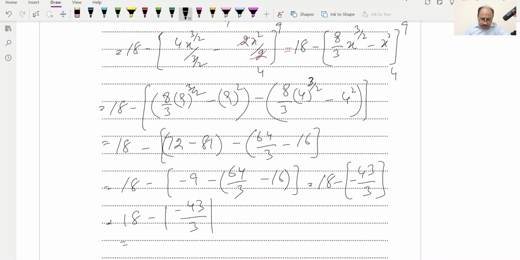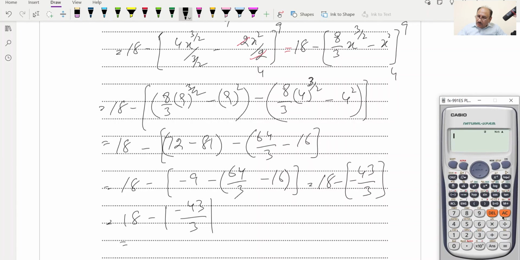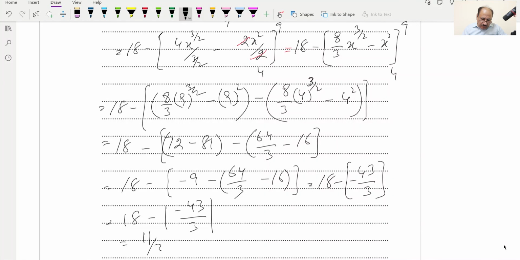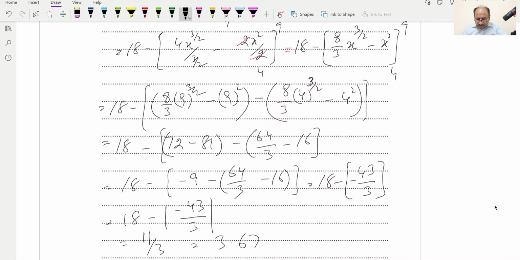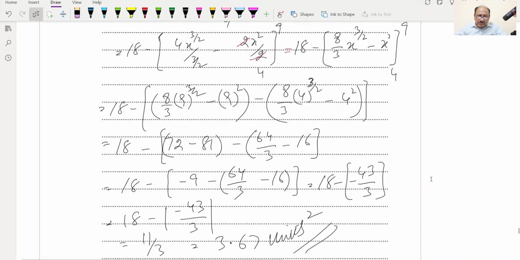And this will be equal to what? This will be equal to 18, and minus the positive value 43 over 3, and this will result in 11 by 3, or we can write it in decimal value as 3.67 units squared. This will be the final answer for this question.